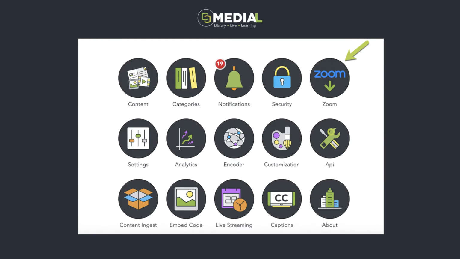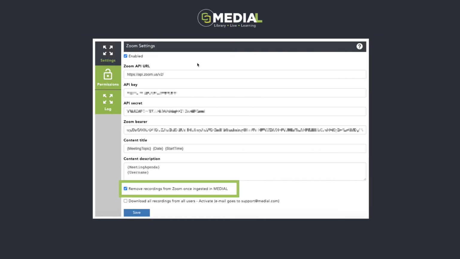Admins of the MEDIAL system can access the Zoom settings by clicking on the Zoom tile in the MEDIAL admin UI. From there, they simply add some API settings from the Zoom developer side and enable the integration. The key setting highlighted here is the one which removes Zoom recordings from the Zoom cloud once they have been ingested by MEDIAL. Admins can also choose to retrospectively download content from Zoom for all users from the last 30 days.